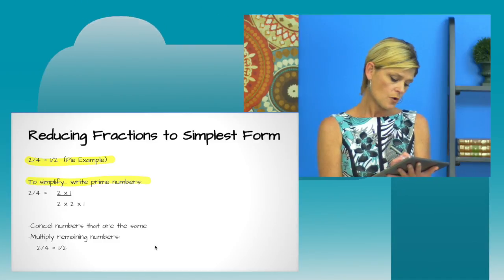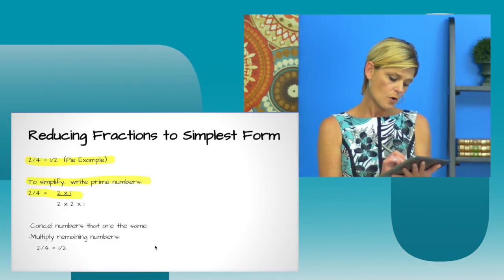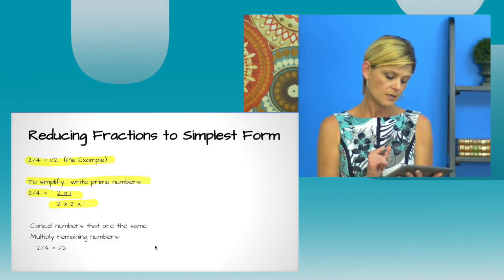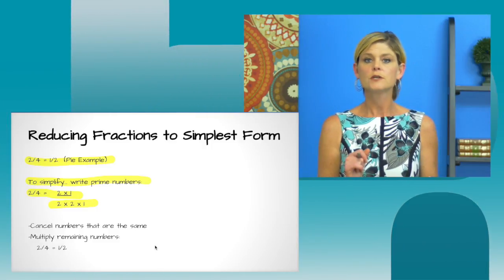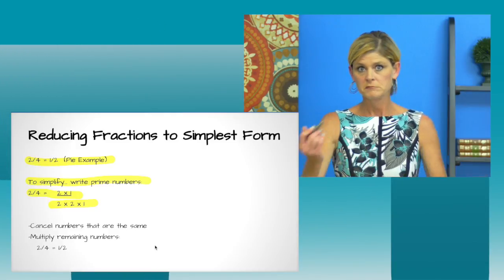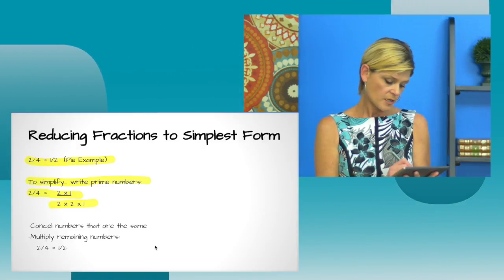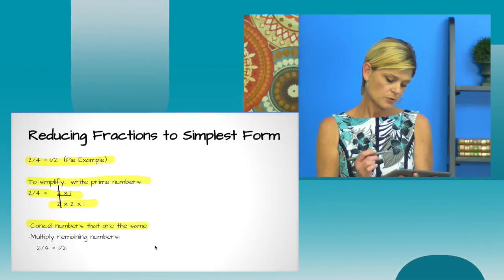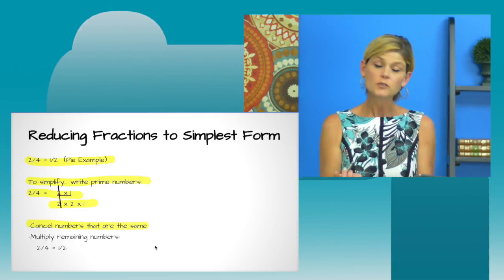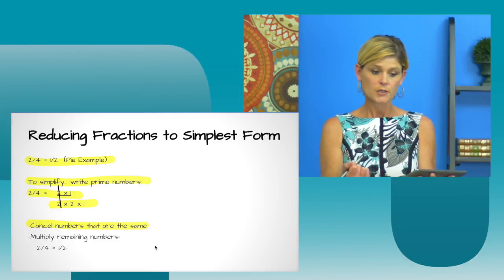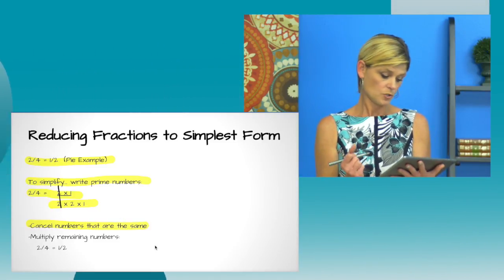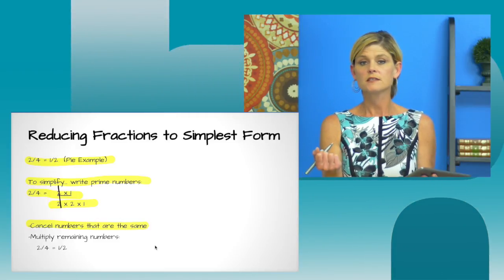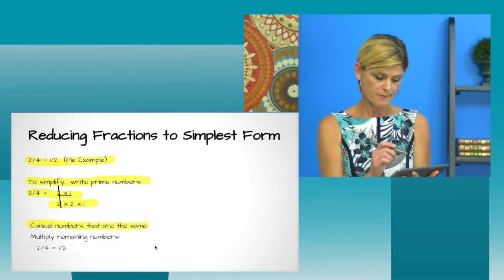So 2 over 4 can be written as 1 times 2 over 2 times 2. That's pretty simple. Then we cancel out the numbers that are the same. So we would get rid of our 2's and simply multiply our remaining numbers, which is 1 and 2. 1 over 2, 1/2. So 2/4 is the equivalent fraction to 1/2.